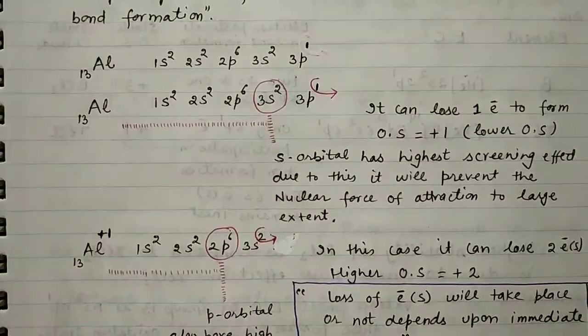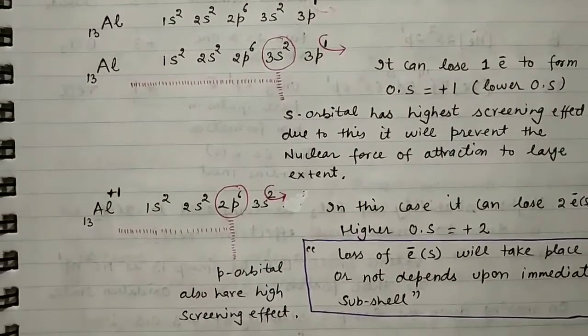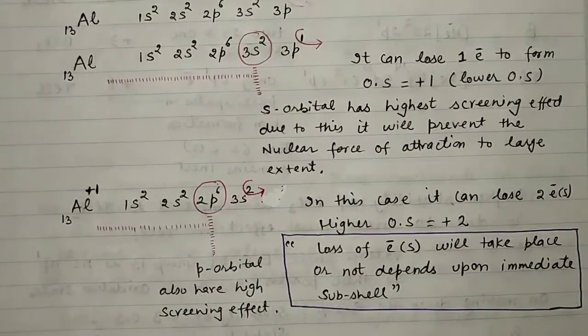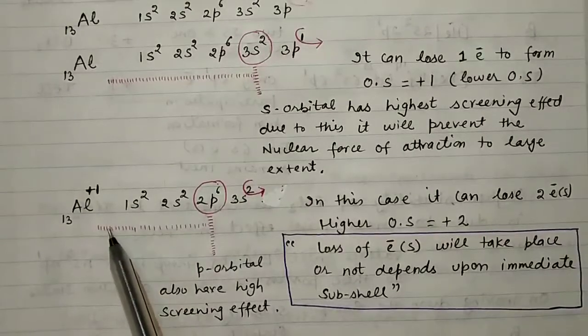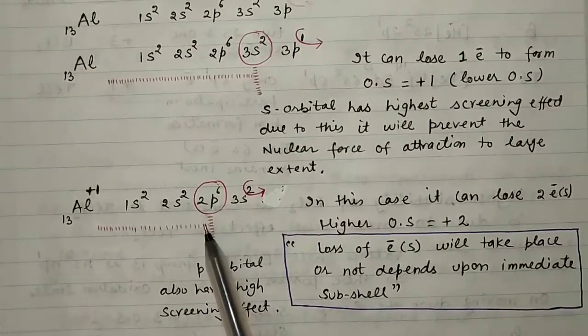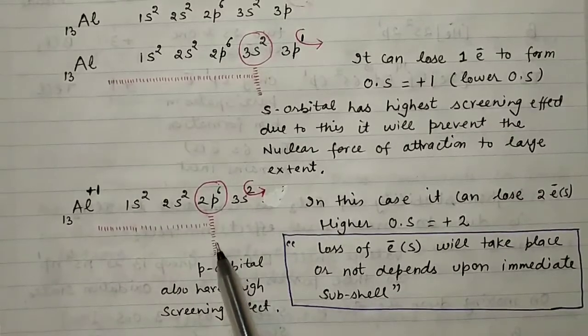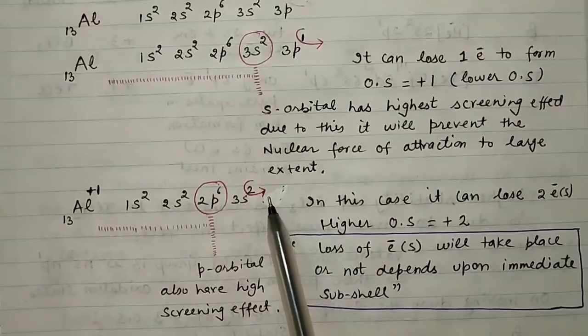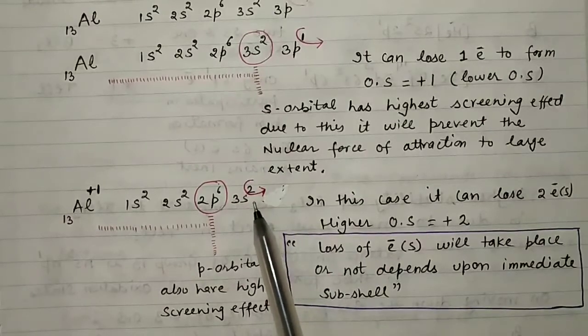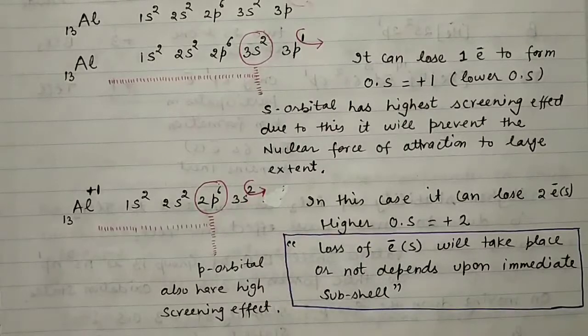Because S and P orbitals have the higher value of screening effect, that's why they are going to reduce the effective nuclear charge to the maximum extent here. So the S electrons will be easily removed because they are feeling less nuclear effect, so they can be easily removed.